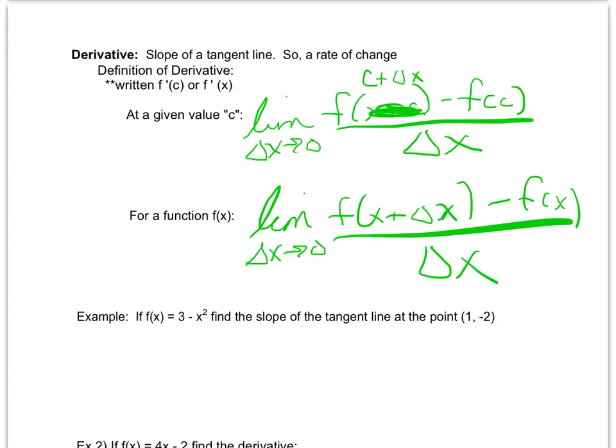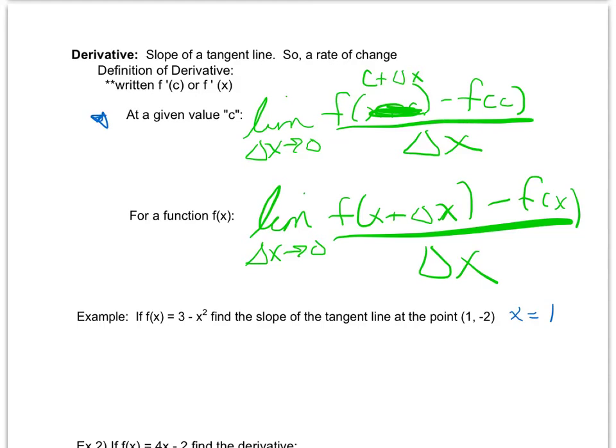So let's look at, I think I have two examples here. So let's say I have f of x equaling 3 minus x squared. I need to find the slope of the tangent line at the point 1, negative 2. Well, guess what that's telling me? That's telling me at the point x equals 1 or c equals 1. So I'm going to choose this definition here.